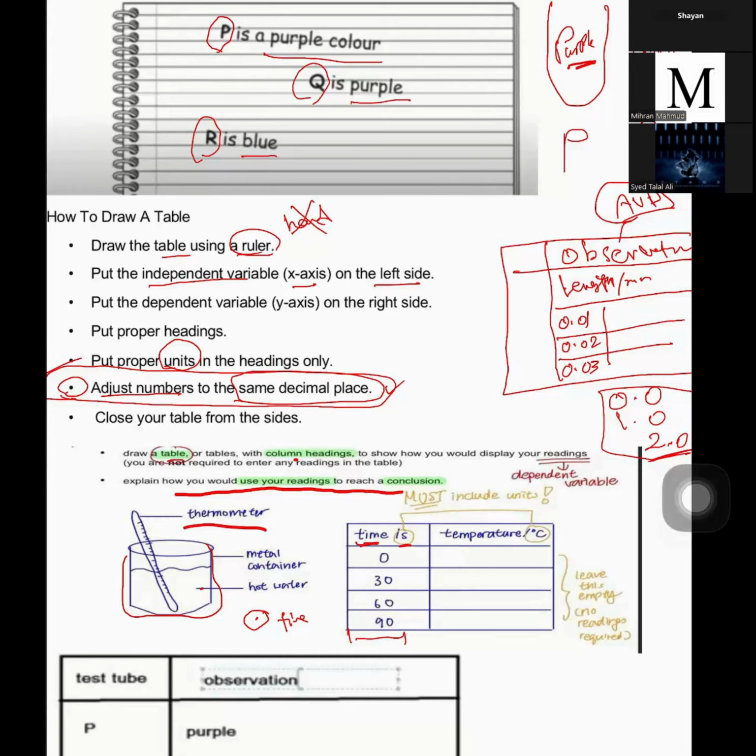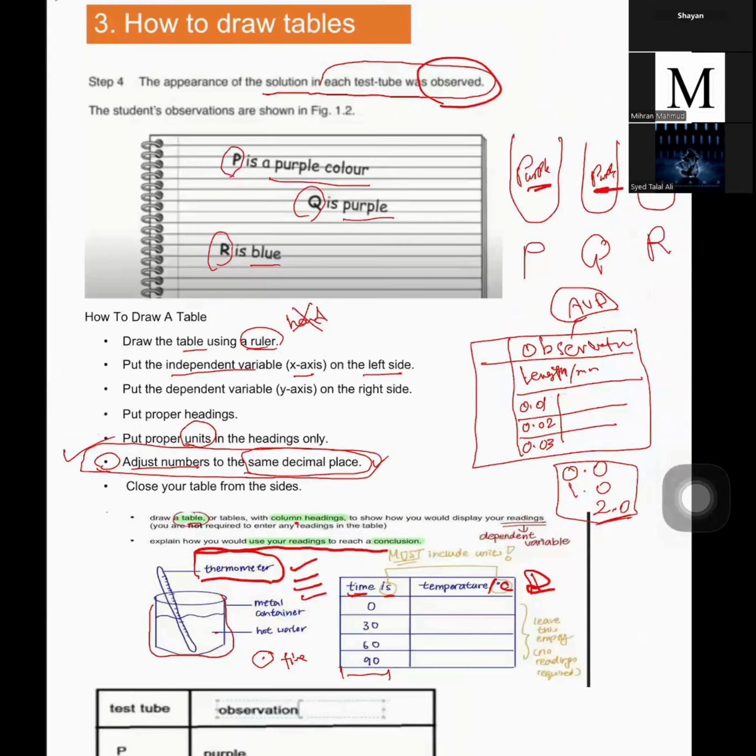Next, what am I going to measure, every 1 minute, every 2 minutes, every 3 minutes, every 4 minutes? The temperature, which is my dependent variable. So I mention also the unit, Celsius. Then I take my readings according to the experiment. Also, I'm telling you this as basics. We will solve a lot of past papers, inshallah, where you are going to apply this.